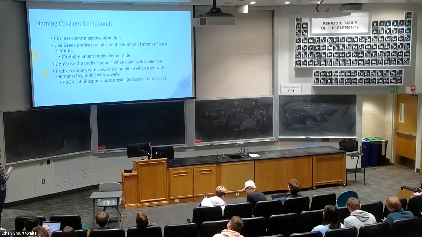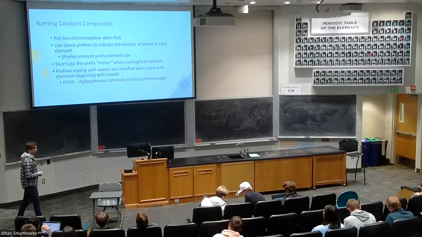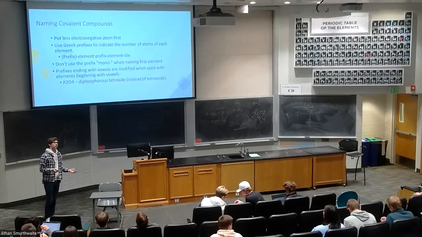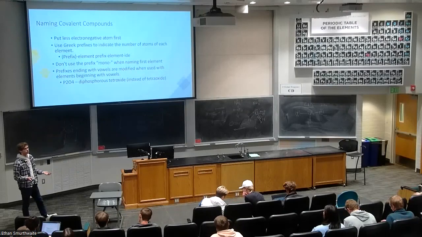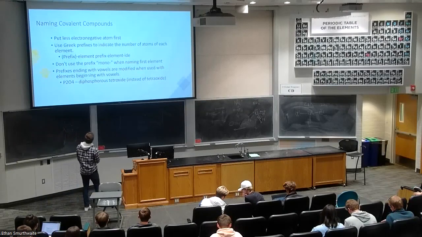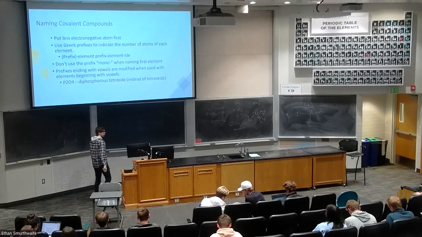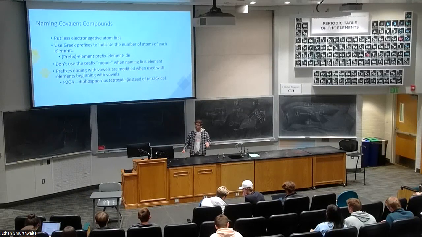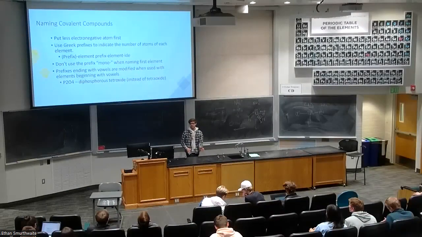Another thing is don't use mono when naming the first element. Just get rid of it. That's why this is in parentheses. You don't do, for CO2, monocarbon dioxide. You just do carbon dioxide, right? And then the last thing is prefixes ending with vowels. Those are modified a little bit when used with elements beginning with vowels. When you're given a formula, you have to write out the name. If the prefix ends with a vowel and the element starts with a vowel, edit it to make sense.